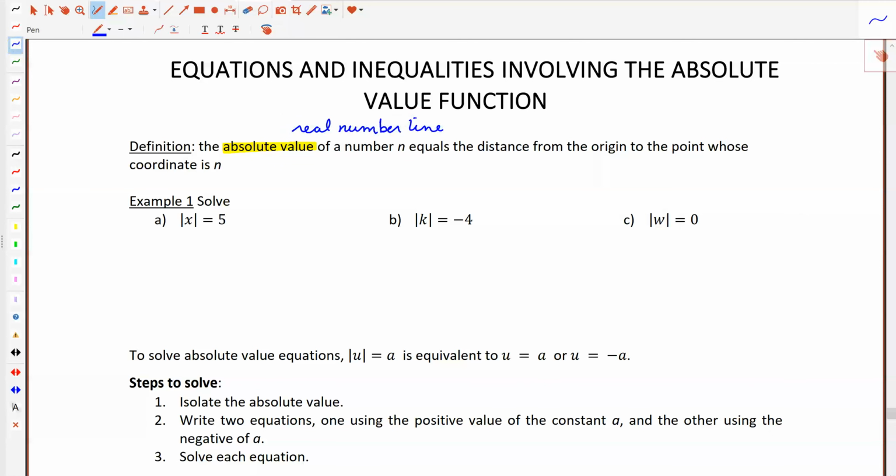So when we're talking about the absolute value of a number n, mathematically we notate that by putting the number between two vertical bars. I always like to make sure my vertical bars are noticeably longer than the number inside so they don't look like the number 1. So that's how we notate that I want you to find the absolute value of a number.